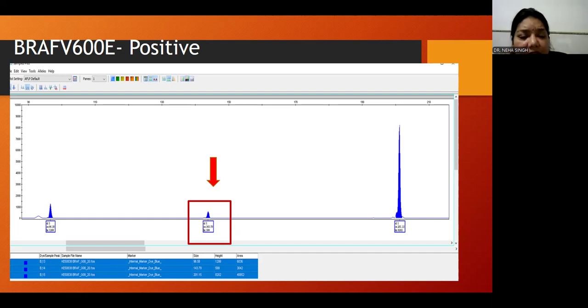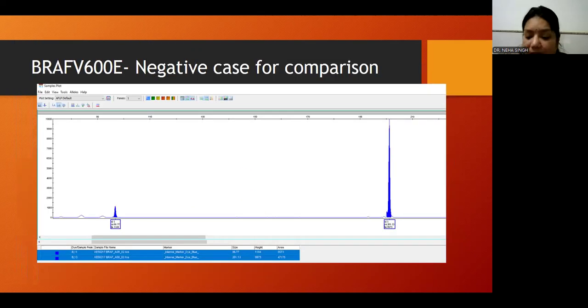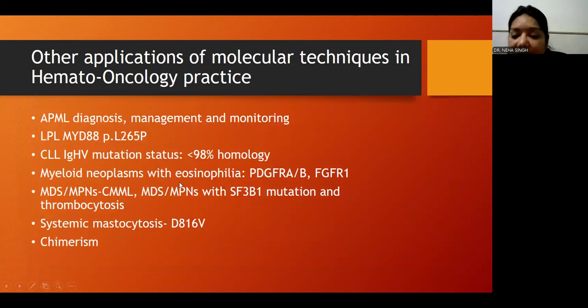So there are many other things. To avoid all such complexities, it is better that you document the molecular signature in such kind of patients. Since I've already taken 45 minutes now, there are many other applications in hemato-oncology practice that I could not cover. They include the APML diagnosis, management and monitoring. See, as you heard me about the CML.